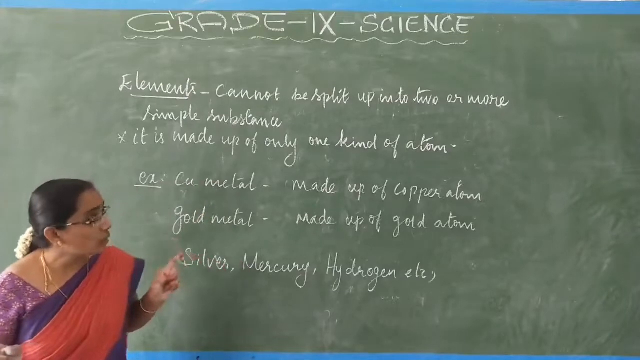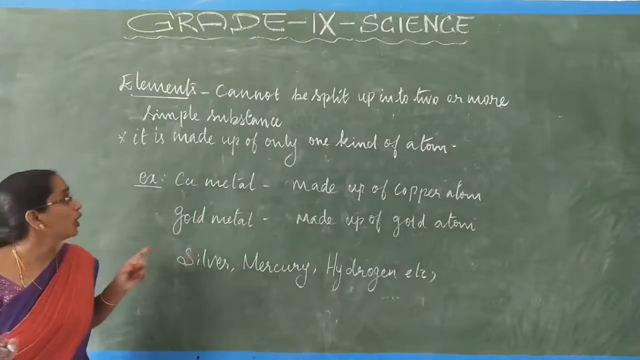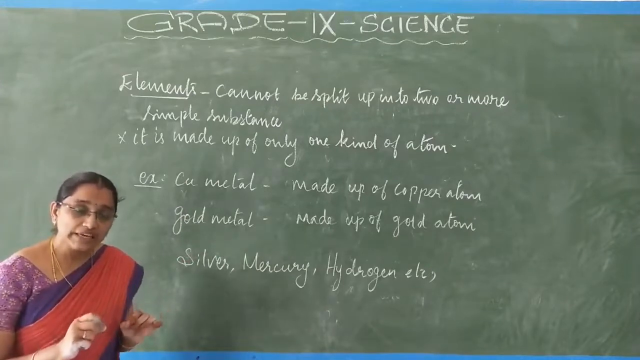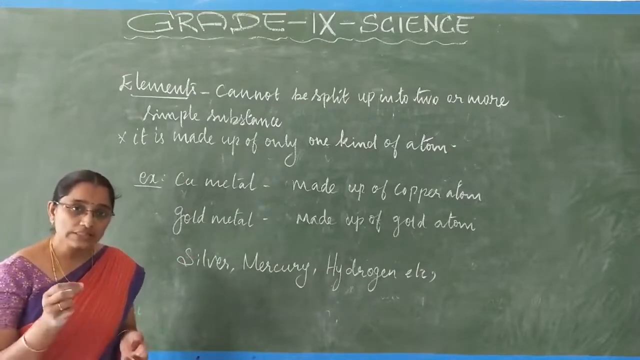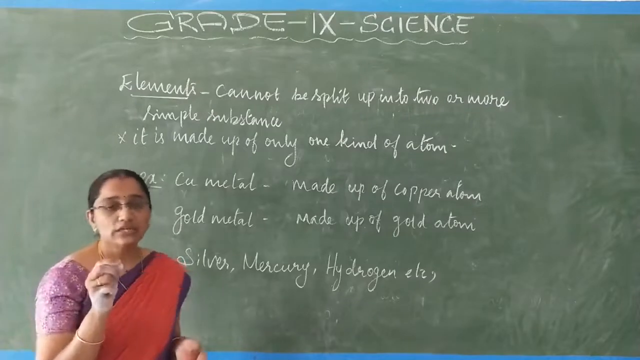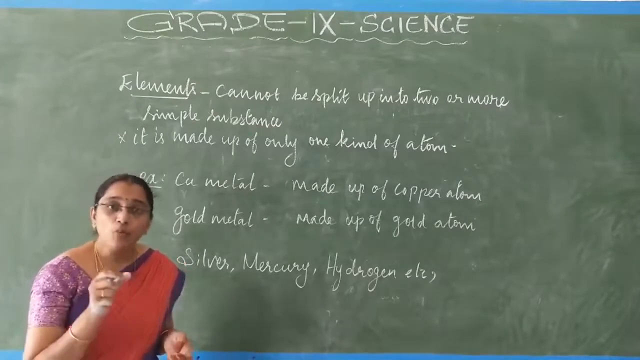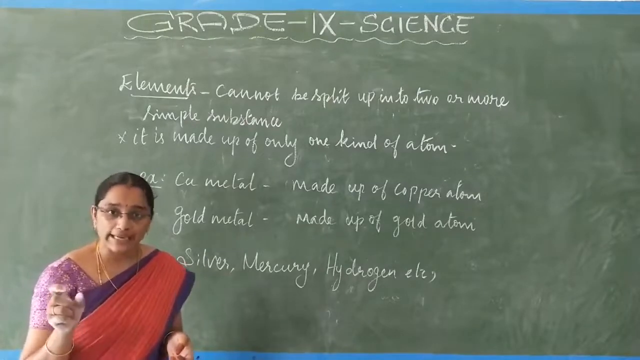So elements cannot be split up into two or more simpler substances. We cannot split the elements further and further. These small atoms cannot be split further. That is, an element is made up of only one kind of atoms.